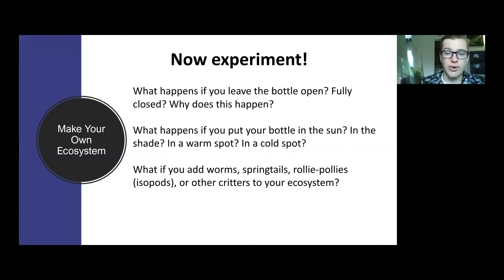You could also add different critters to your bottle. So for instance, my bottle has springtails in it, which are little invertebrates that eat mold and all sorts of different kind of decaying stuff. You could also add worms or roly-polies or any other sort of critters that you might find in the garden into your little bottle and see how they affect your system as well. If it's something that eats plants, your plants might disappear. If it's something that eats dirt, you might notice a really good improvement to your bottle. So there's all sorts of different cool stuff that you can do to experiment with different ways that a climate could change inside this tiny bottle.